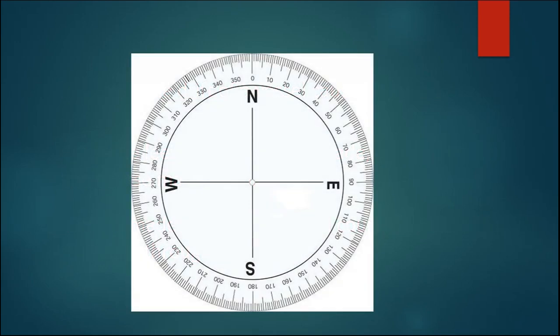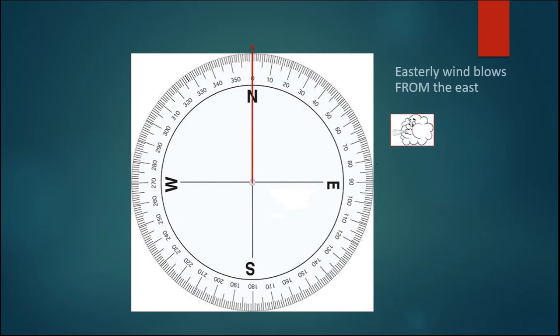Let's take a look at a diagram. Suppose we're on a course of true north, 0 degrees. Along comes an easterly wind. An easterly wind is one that blows from the east. Always remember that about the wind. It's talking about where the wind is coming from.